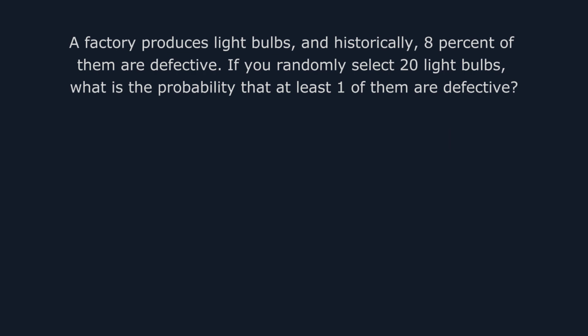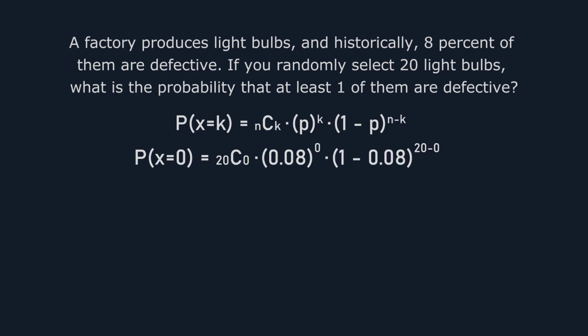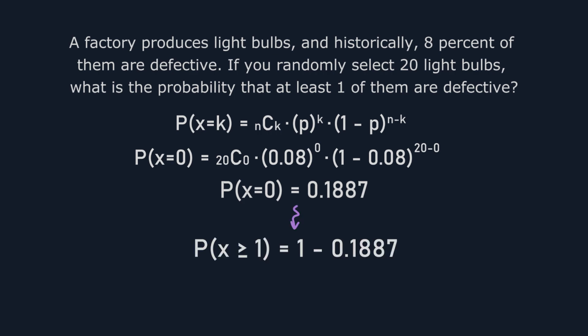Here's how it works. Using the binomial formula, we want to find the probability of getting 0 defective bulbs out of 20. Solving this, we get 0.1887. Then we will subtract this probability from 1, giving us the same answer of 0.811 or 81.1%. How cool was that?